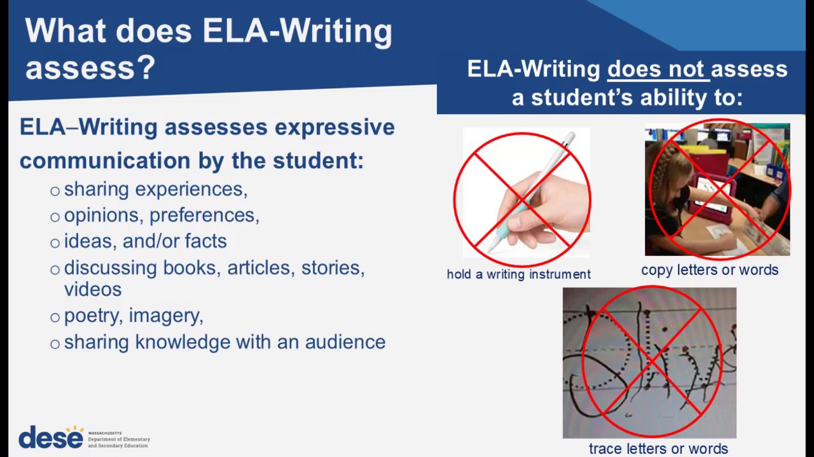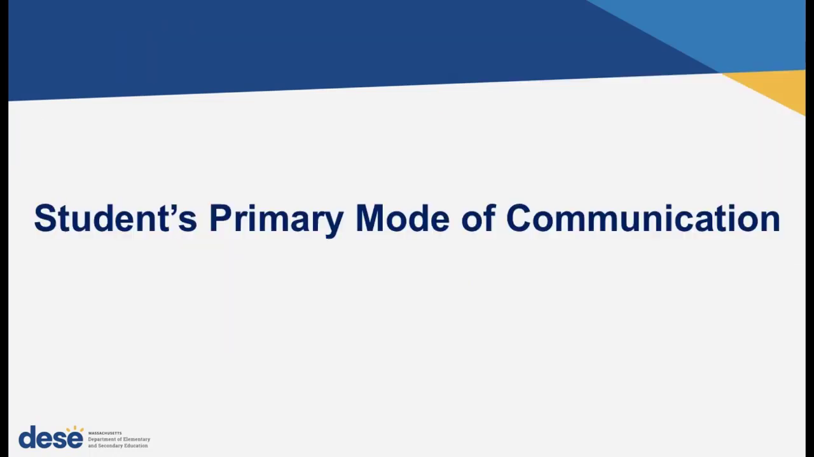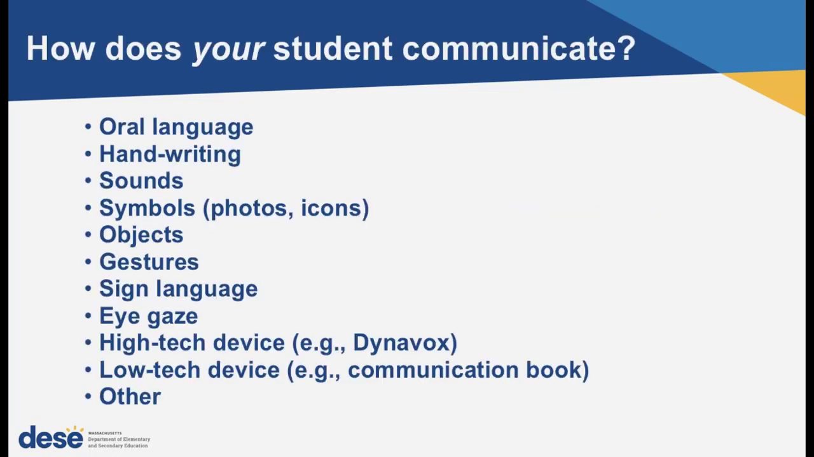You want to get as much information from our students as possible. So, what is your student's primary mode of communication? We have a long list here. I'm sure that when you look at it, you can find some way in which your student communicates. Do they speak? Are they able to write? Do they make sounds? Do they use symbols? Perhaps objects? Maybe they make gestures. Do they use sign language? Eye gaze? Do they use a high tech or low tech device?